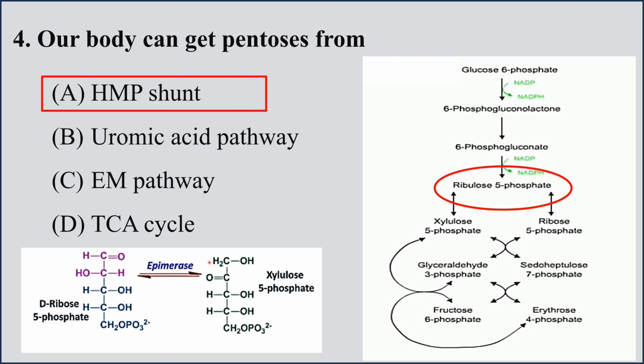So there are three types of pentoses present in the body that are produced through HMP shunt: ribulose, ribose and xylulose. These three types of pentoses can be used in the synthesis of nucleotides, as we know that ribose is the basic sugar unit of the nucleotide structure.